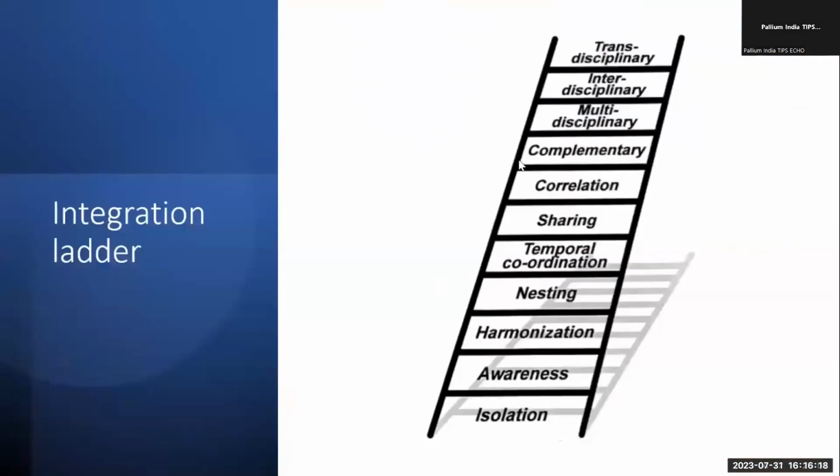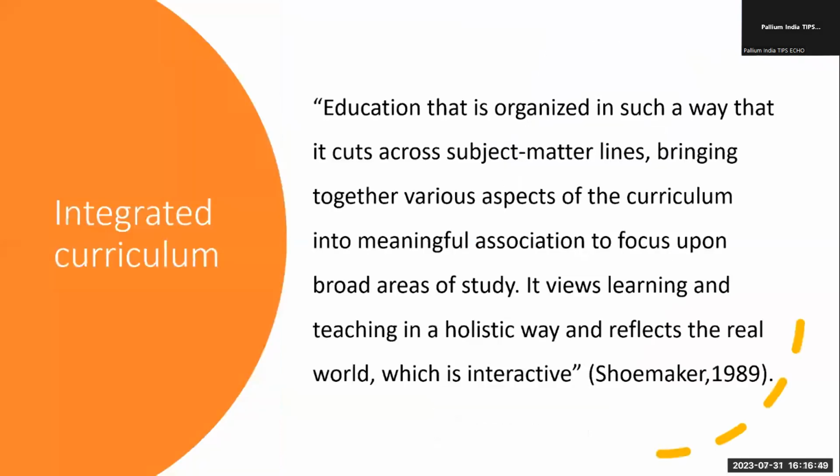This is the famous Harden's ladder. Some of you might be familiar with it. These are very difficult terms, but ultimately it means that subjects taught in isolation, which happens most often traditionally, are at the lowest level of the ladder. And finally, at the highest level, you have transdisciplinary integration, where there is no anatomy, physiology, medicine, surgery. There are no boundaries, no differentiation between different subjects. That is finally labeled as an integrated curriculum.